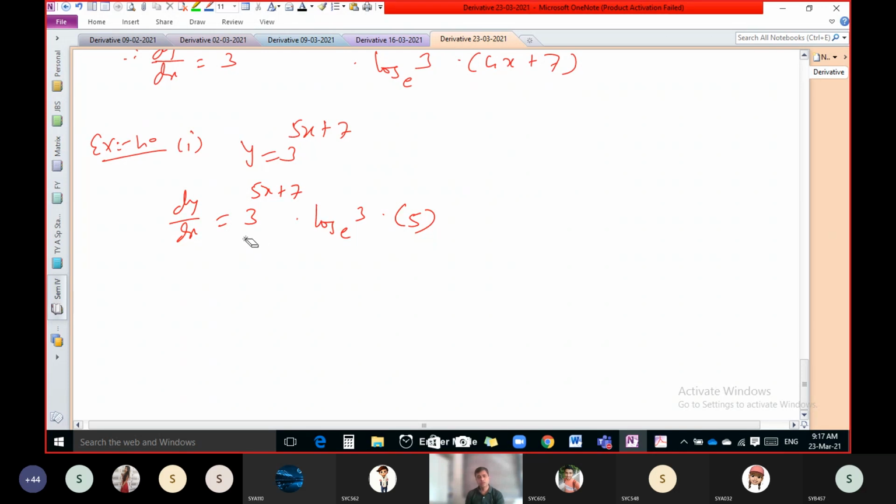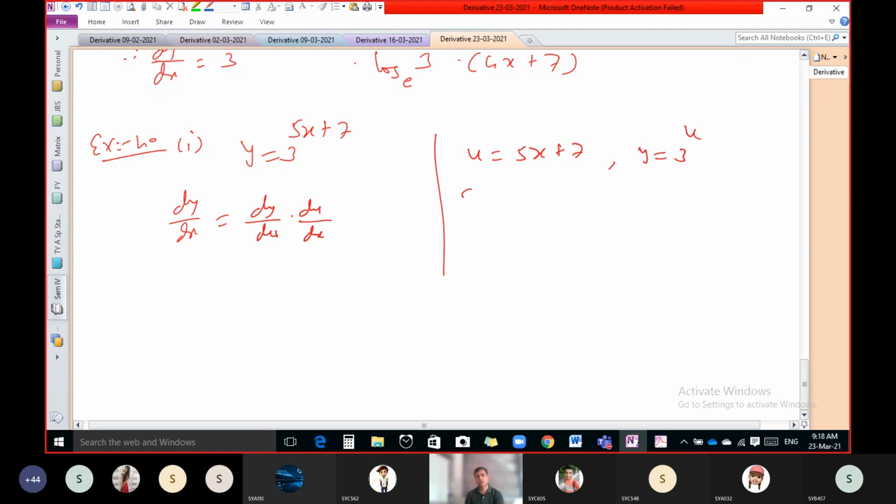But if you want, by using the method, dy by dx is dy by du into du by dx, and your u is nothing but 5x plus 7. So y becomes 3 raised to u. You have to find the derivative of u with respect to x. What is the derivative of 5x plus 7? 5. And derivative of y with respect to u. What is the derivative of 3 raised to u? 3 raised to u into log 3, that we already discussed in our previous question.